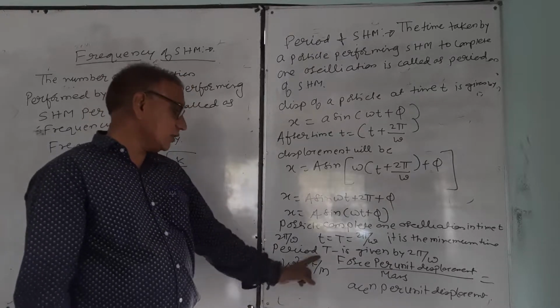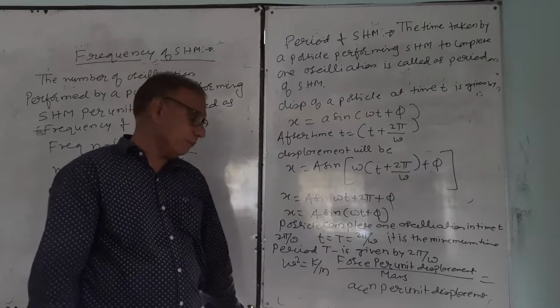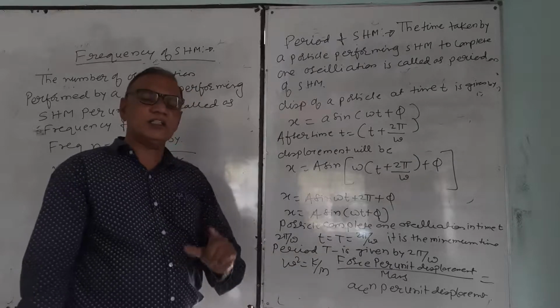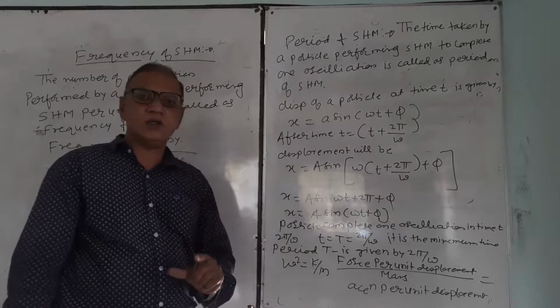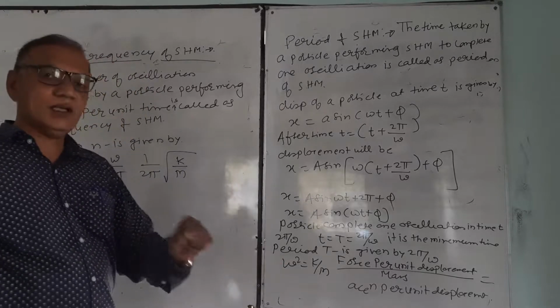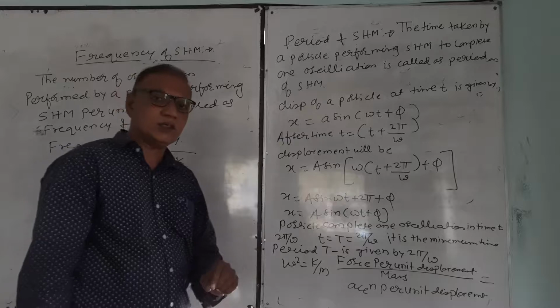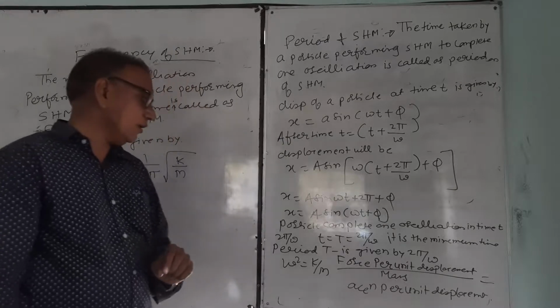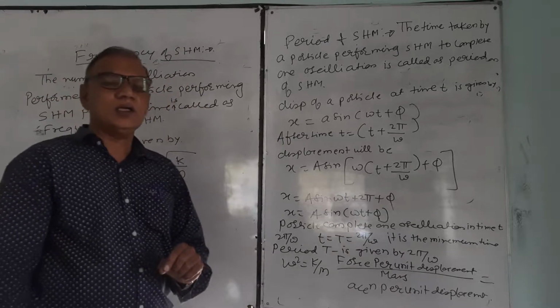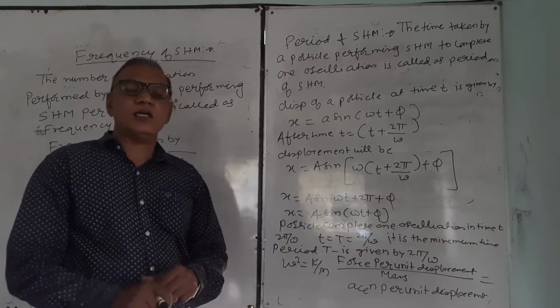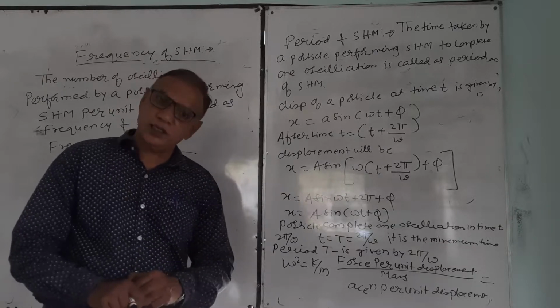Therefore omega square is equal to k upon m. Force per unit displacement upon mass is equal to acceleration per unit displacement. Therefore, T is equal to twice pi under root of m upon k.